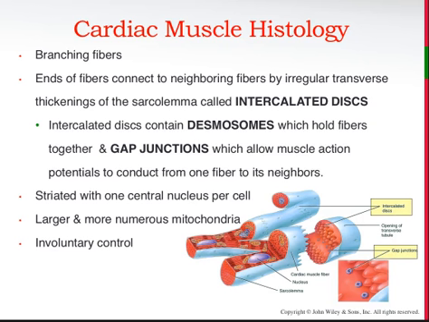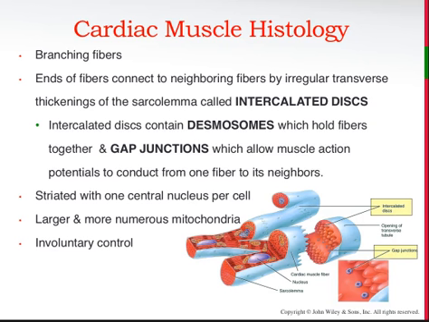Intercalated discs contain two different types of cell junction. One type is going to actually hold those fibers together. Those are the desmosomes. If you don't remember a desmosome from Bio 181 or even Bio 201, please go back and review that, but that's going to be the anchoring junction that's going to hold those fibers together.